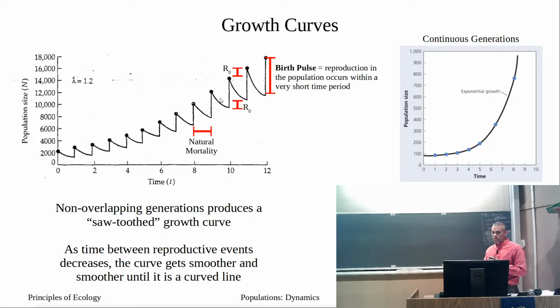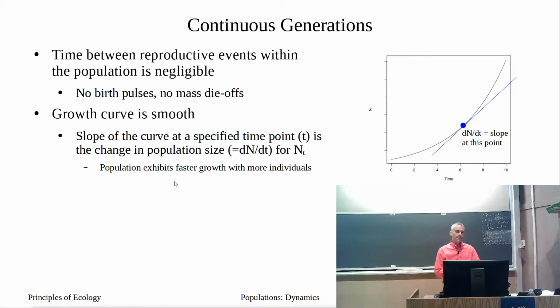Now, as we move from discrete to continuous generations, what we're doing is reducing the amount of time between our birth pulses. And we're reducing it so much that eventually we get a smooth line. We're reducing those saw teeth down until they're basically really fine saw teeth and then a smooth type of pattern. And this is our continuous generation growth curve. This is an exponential growth curve. All right? So this growth curve is smooth. And trying to estimate changes in population size could be a little bit confusing.